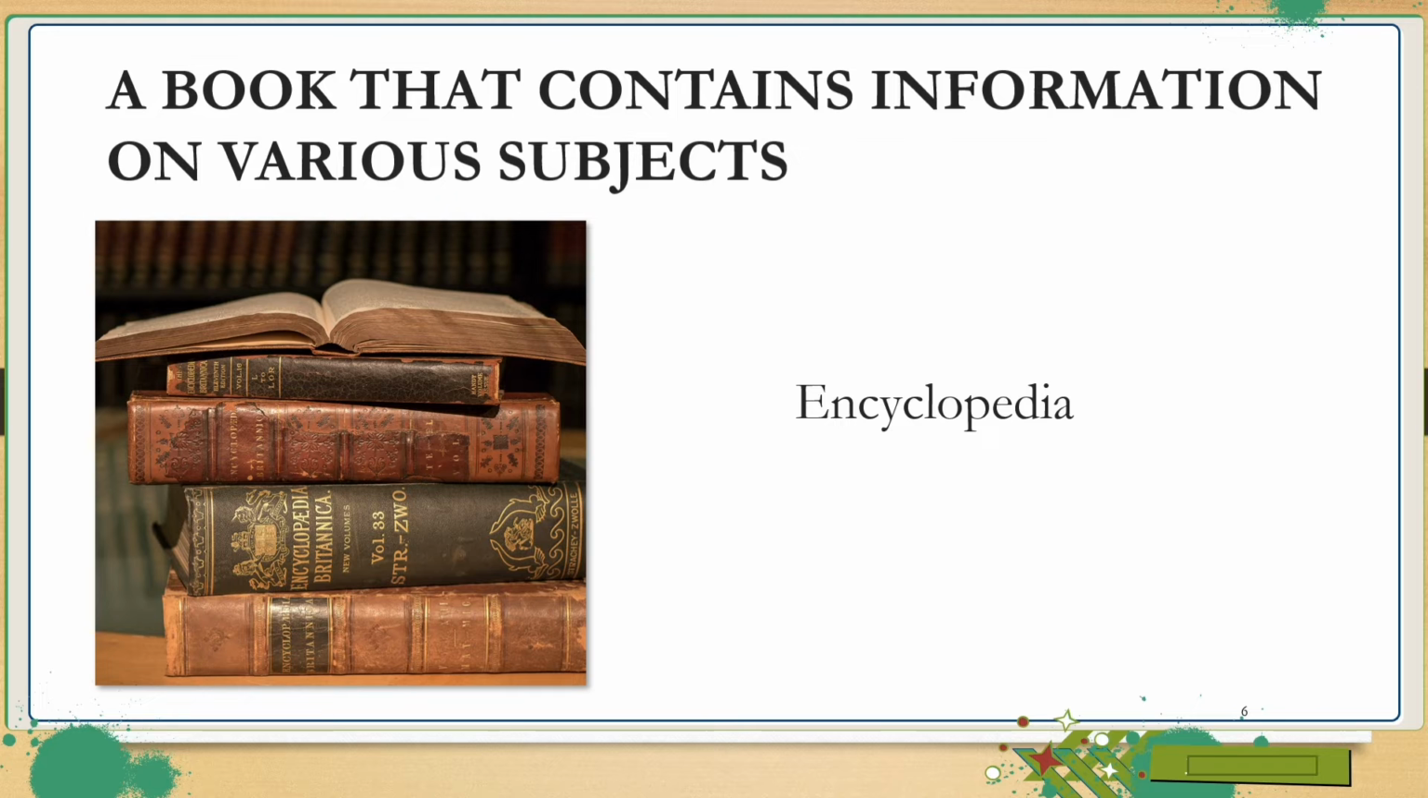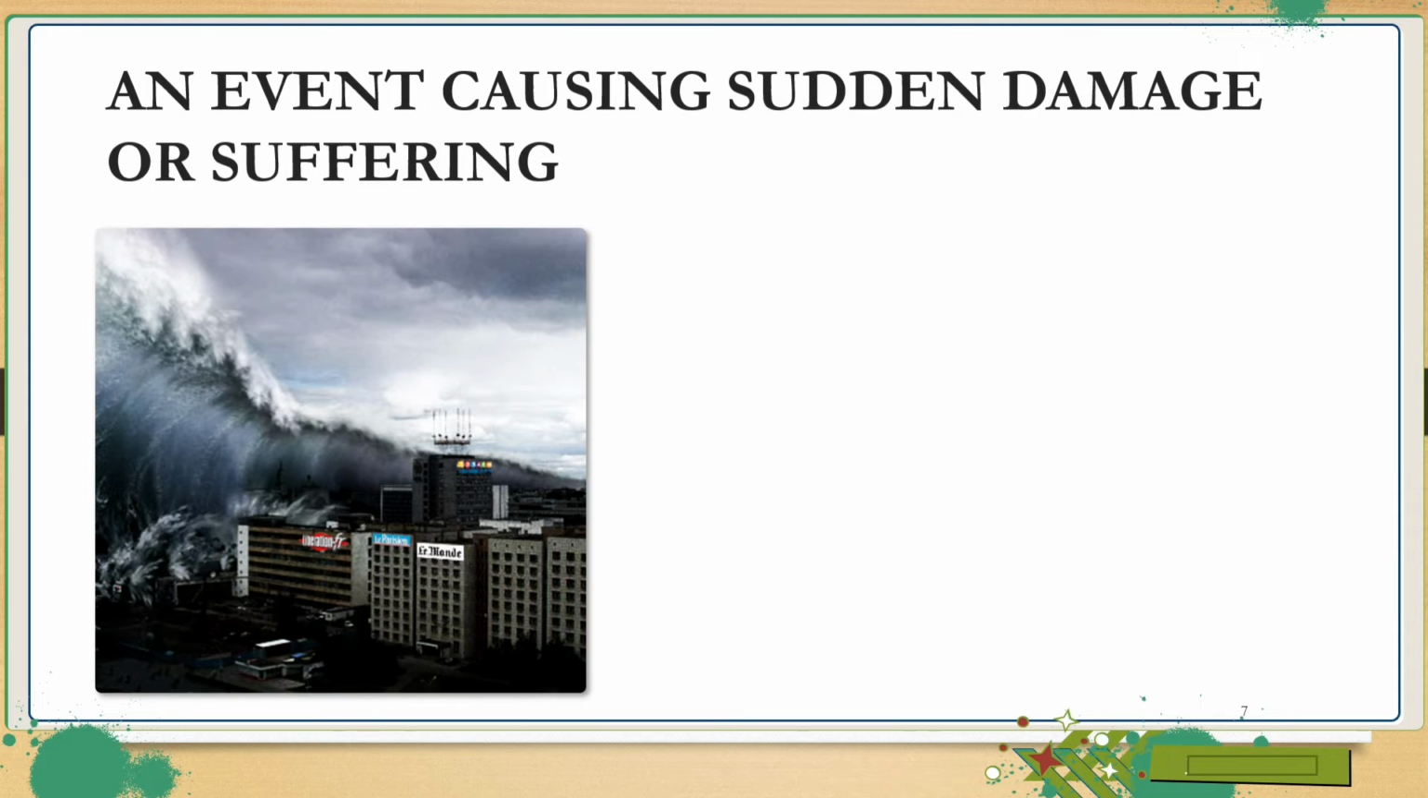So, our next group of words is an event causing sudden damage or suffering. Now, an event, just like an earthquake or a tsunami, which brings sudden damage or suffering with it, is called a catastrophe. So, if there is something that causes destruction all of a sudden, we just say that a catastrophe just occurred. Okay, so catastrophe is basically an event causing sudden damage or suffering.